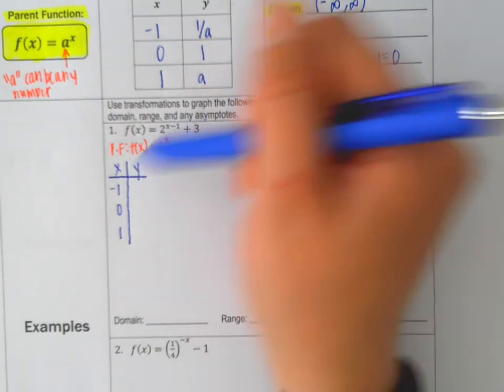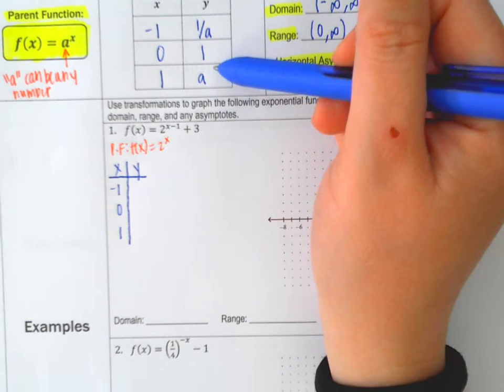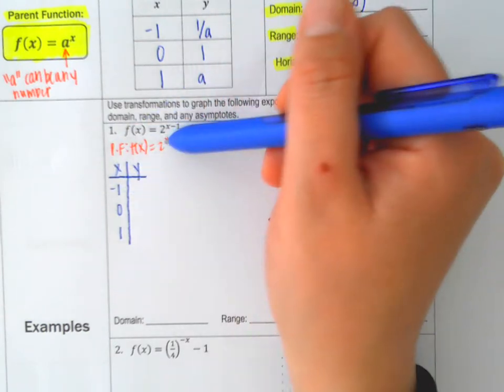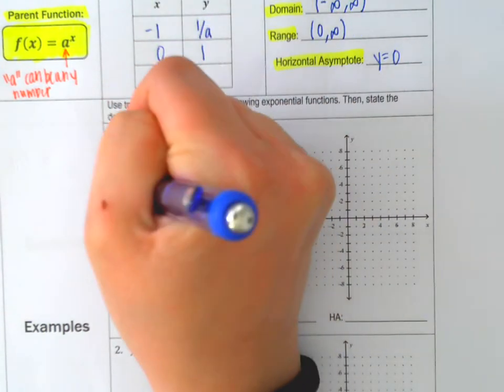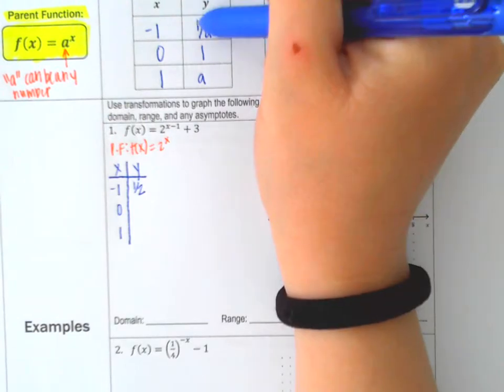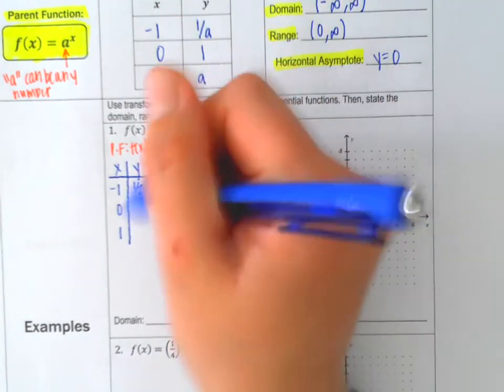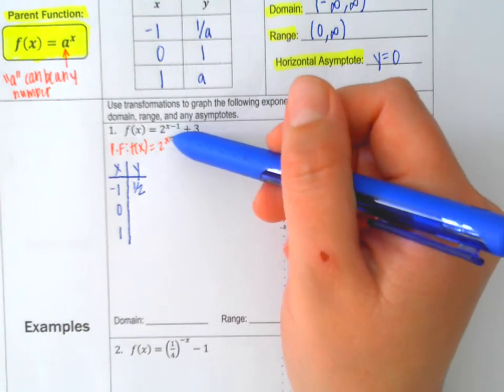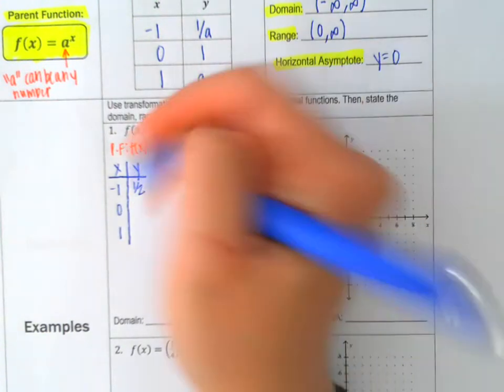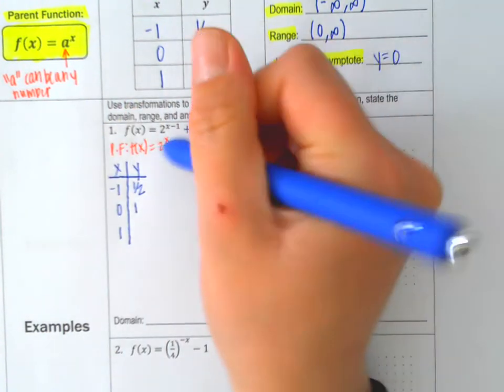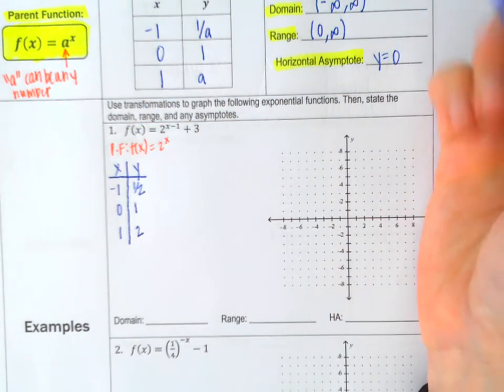So you can plug it in, or you can use up here. Either way, 2 to the -1 is going to be 1/2. Or if you want to remember 1 over a, where a is 2, it's going to be 1 over 2. I usually just plug it into the parent function. So 2 to the 0 power is 1, and then 2 to the first power is 2.